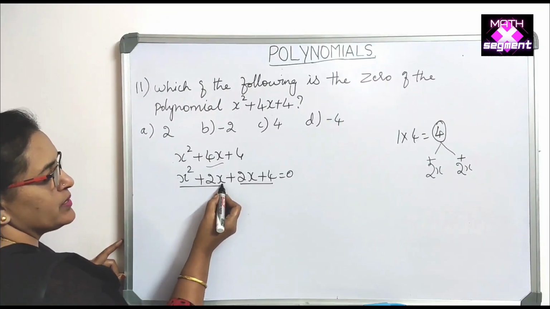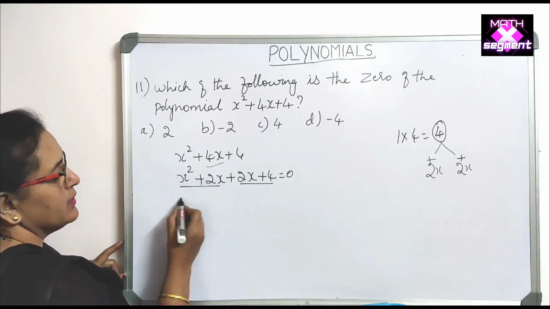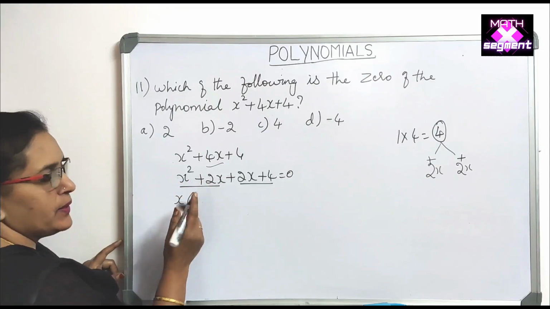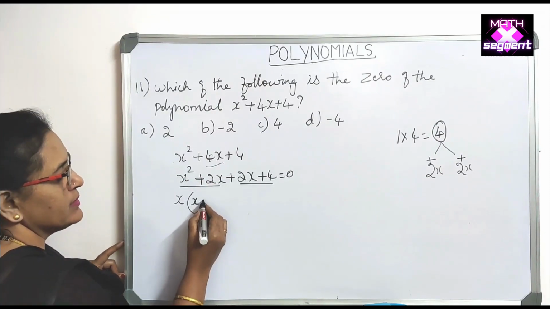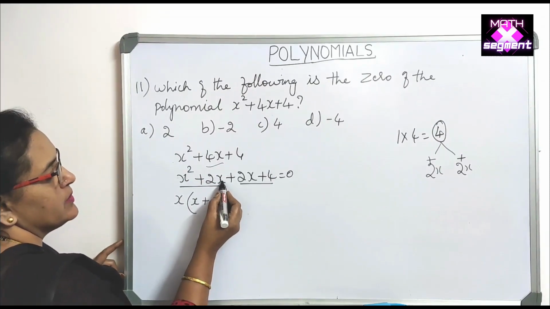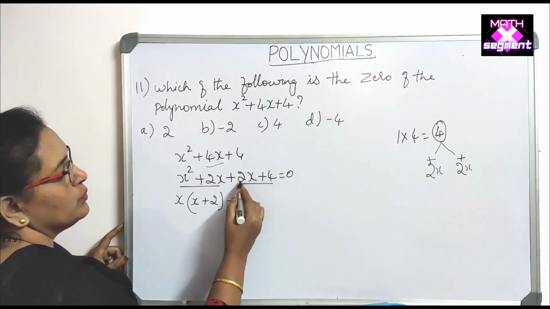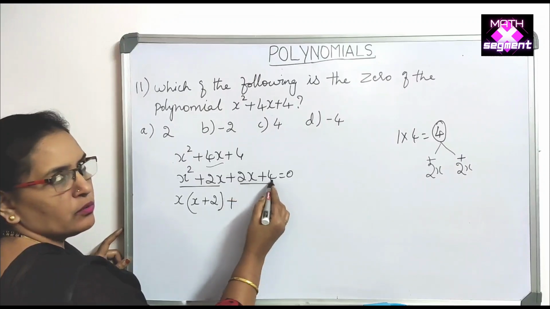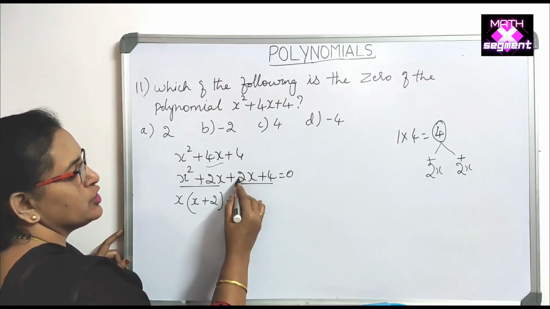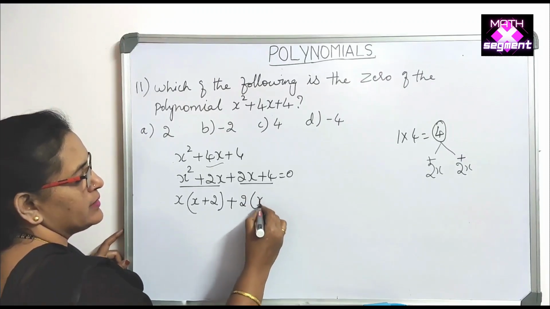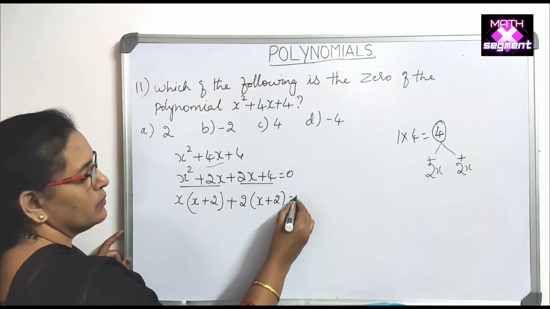Here in x square plus 2x, both places have x, so I can take x out. Removing x, what remains is x plus 2. But in the other two terms we have numbers, 2 and 4, so the common factor is 2. So we get x plus 2 equal to 0.